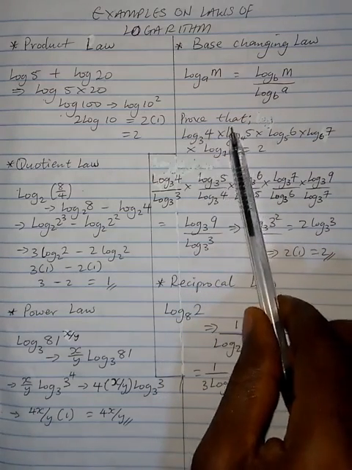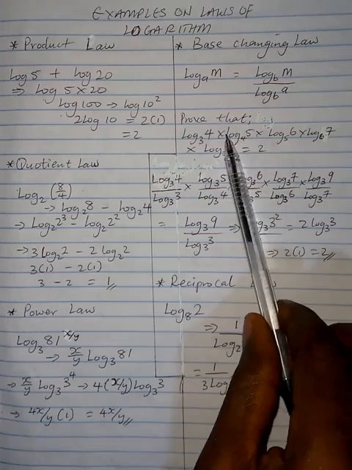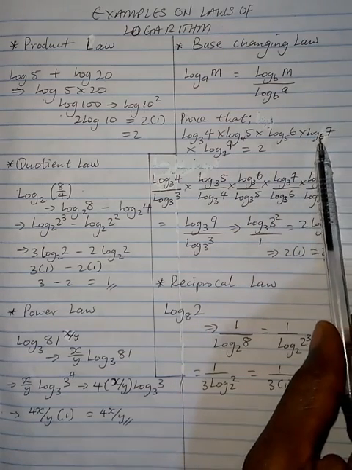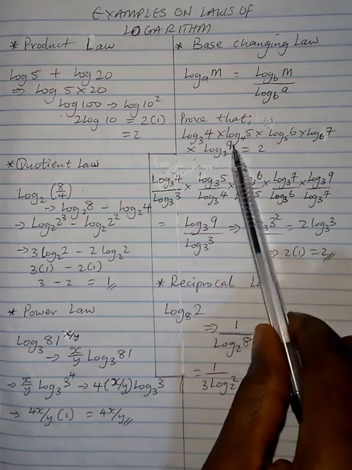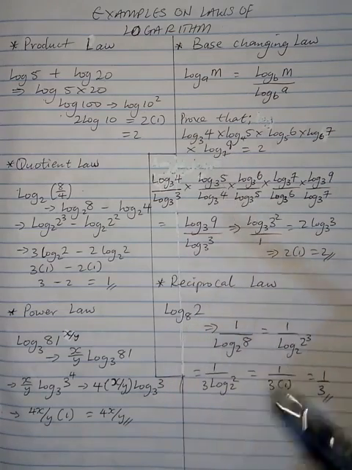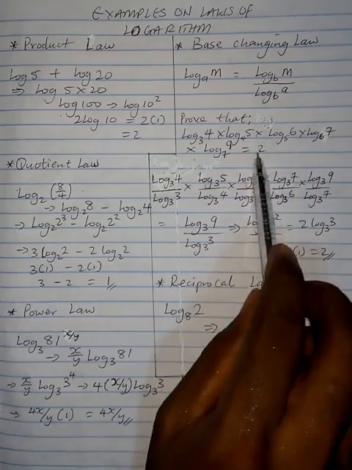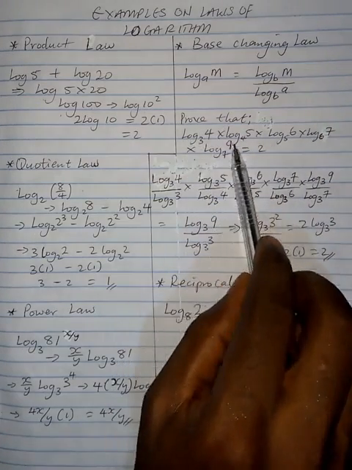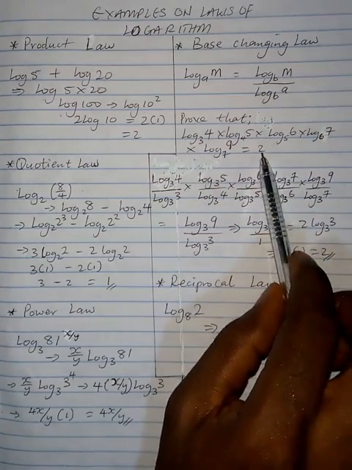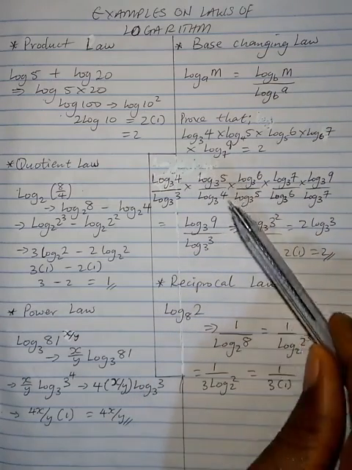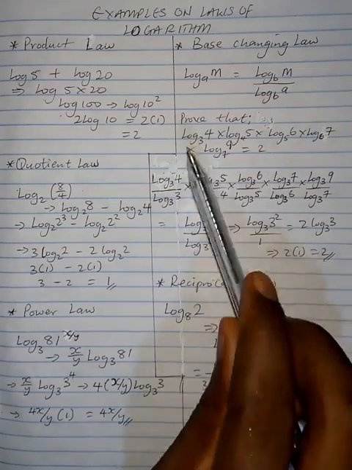Okay, now we have a question here. We said prove that log 4 base 3 times log 5 base 4 times log 6 base 5 times log 7 base 6 times log 9 base 7, okay, is equal to 2. That we should prove that everything here is equal to 2. So that means we have to ignore 2 here and then carry everything here along, and our answer must give us 2 if the question is actually correct.